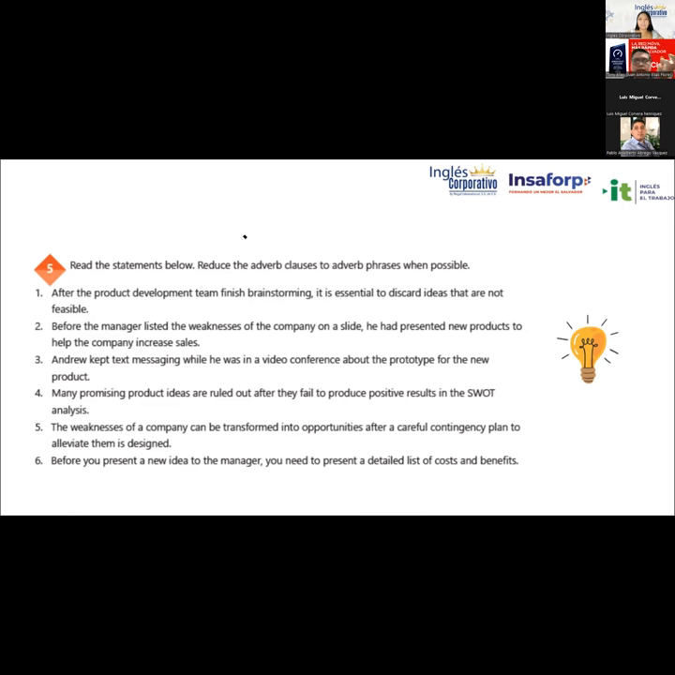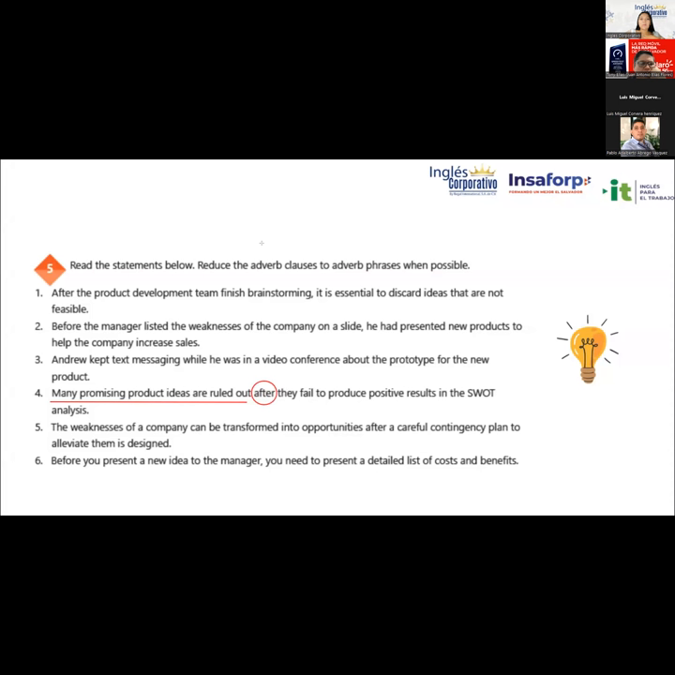Excuse me. I forgot the idea. I don't understand this example. Okay, so let's see. We need to, in this case, identify the verb to be. But we don't have verb to be here. Only we have the adverb of time. This is the first sentence, right? This one is the adverb.